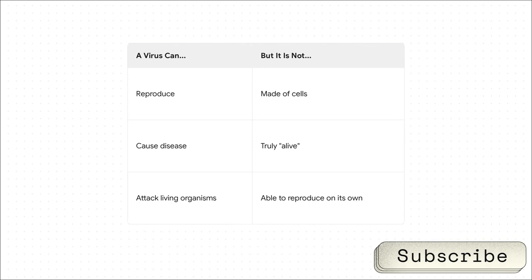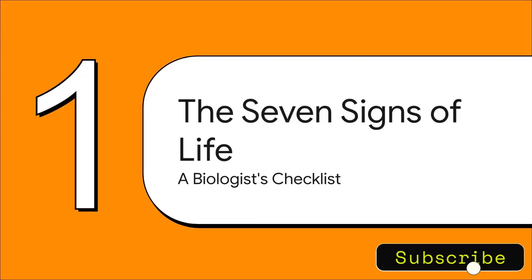And this is where it gets really tricky. A virus can do things that seem lifelike. It can definitely reproduce, for example, but, and this is a huge but, it can't do it alone. It has to hijack a living cell to do its work. Plus, it's not even made of cells, which is kind of rule number one for life as we know it. To sort out messes like this, scientists needed a set of rules, a checklist. So, how do we solve this puzzle?